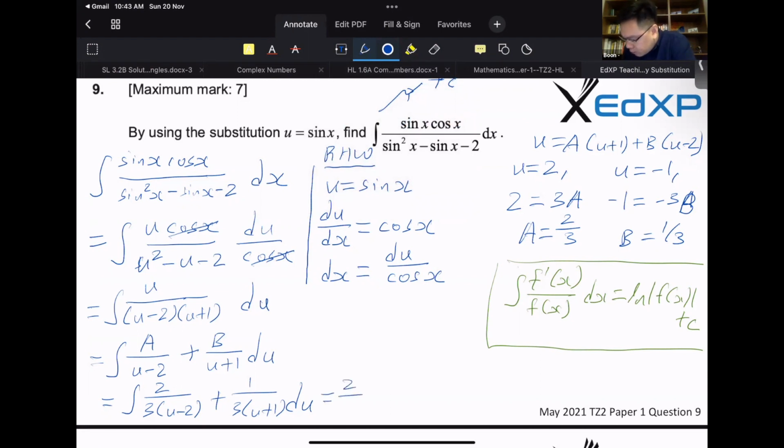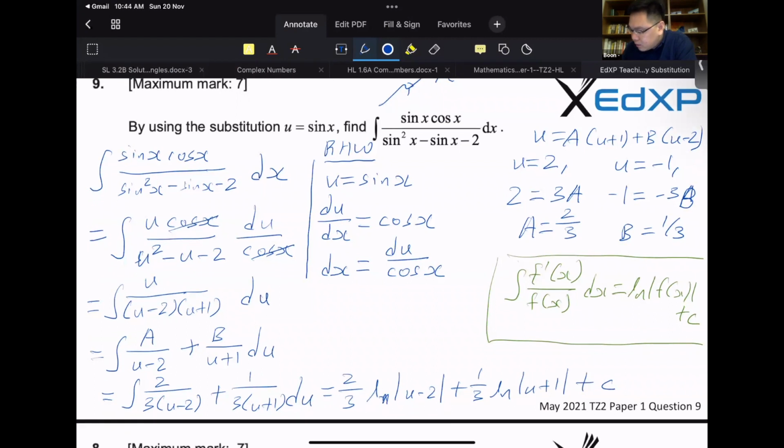So we get 2/3. If I take out the 2/3, I can use the formula in green. I get ln mod u minus 2 plus 1/3 ln mod u plus 1 plus c, as I mentioned earlier. And the final step, please do not leave your answers in terms of u. You will have to replace it.